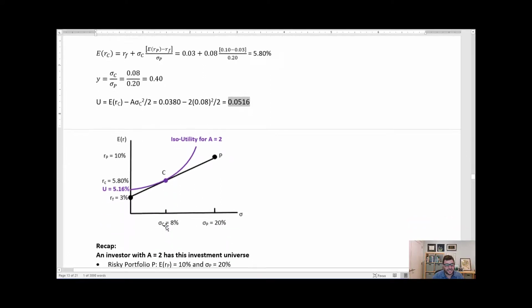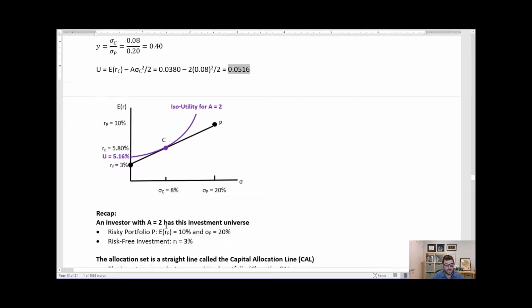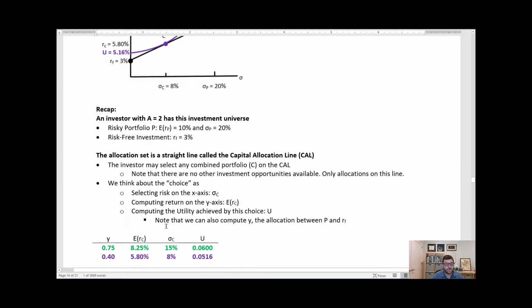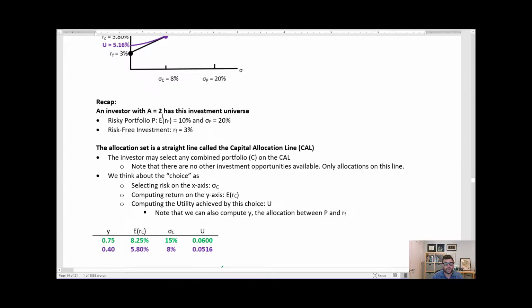And I can see that this combined portfolio, just to recap, an investor with A equals 2 has this investment universe. They can invest in the risky portfolio, which has 10% return and 20% risk, or the risk-free, which has a 3% return. The allocation set is a straight line called the capital allocation line, and the investor may select any combined portfolio C that lies on this CAL.